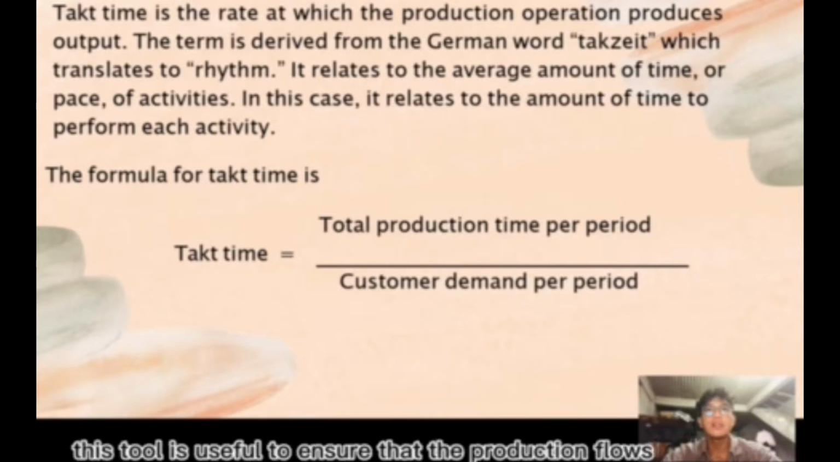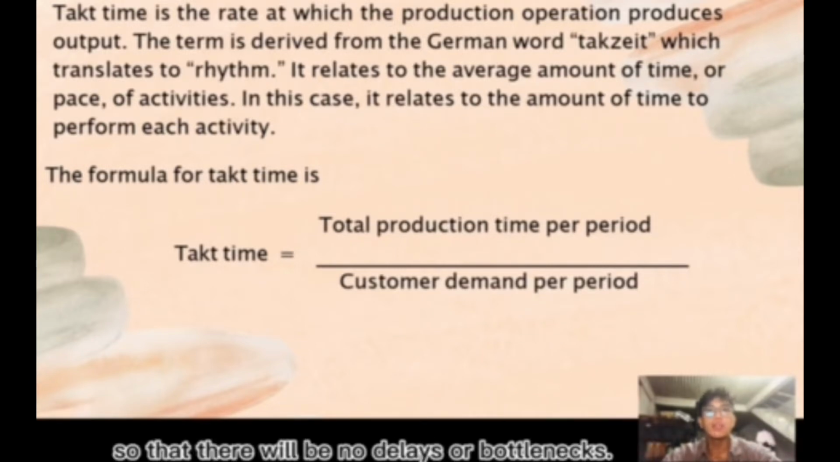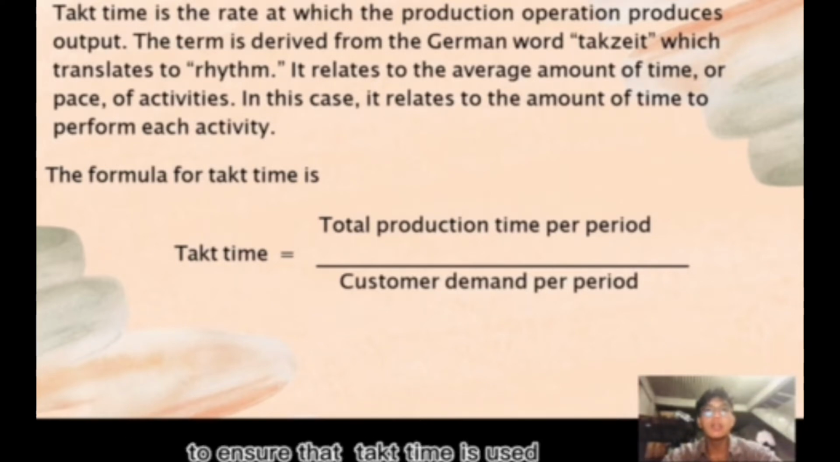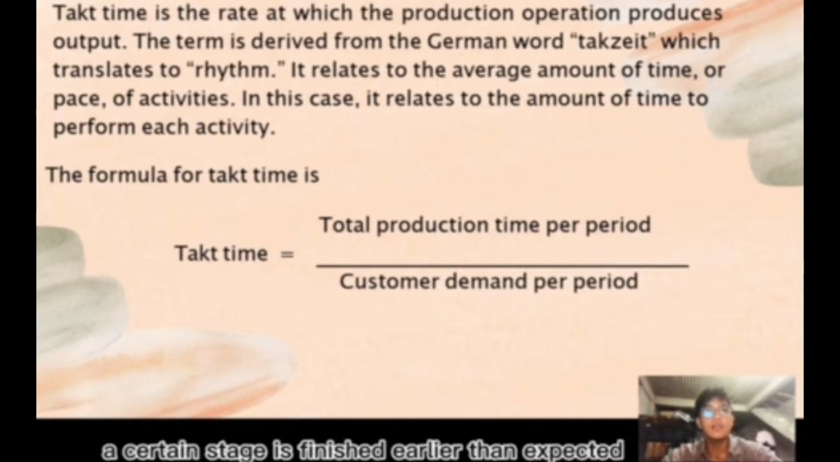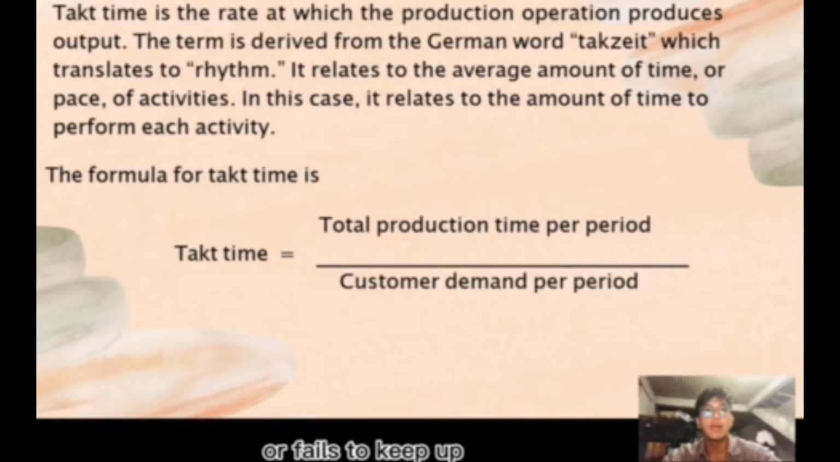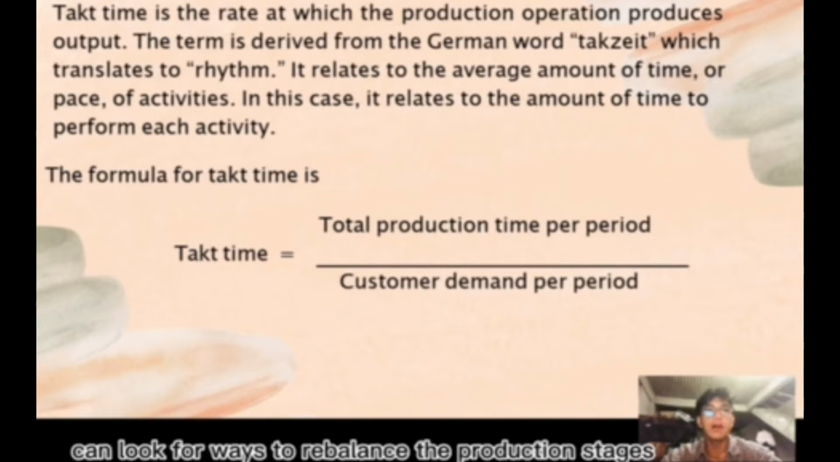This tool is useful to ensure that the production flows most efficiently so that there will be no delays or bottlenecks. Internal auditors should monitor the production process very closely to ensure that takt time is used. If, for some reason, a certain stage is finished earlier than expected or fails to keep up, then internal auditors can look for ways to rebalance the production stages.